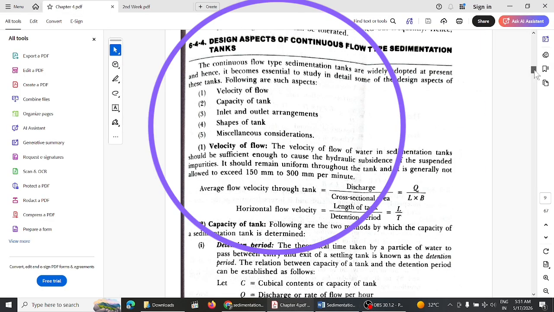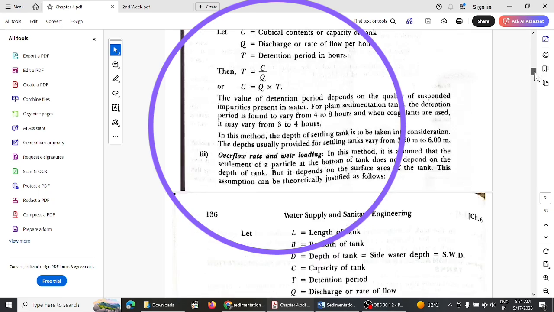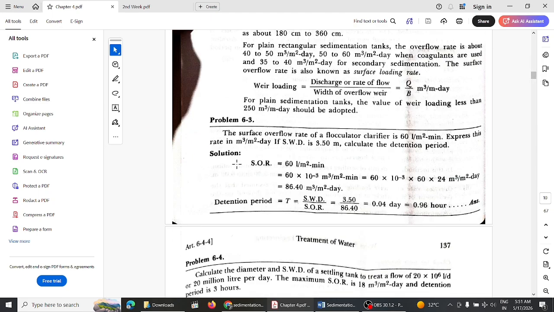Now in your chapters, if you look, there are some problems. For example, if you see here, the surface overflow rate of a flocculator clarifier is 60 liter per meter square minute. Express this in the required unit. The surface water depth is 3.5 meter. Calculate the detention period. Now the detention period, we all know, is equal to detention time equal to volume upon flow rate.